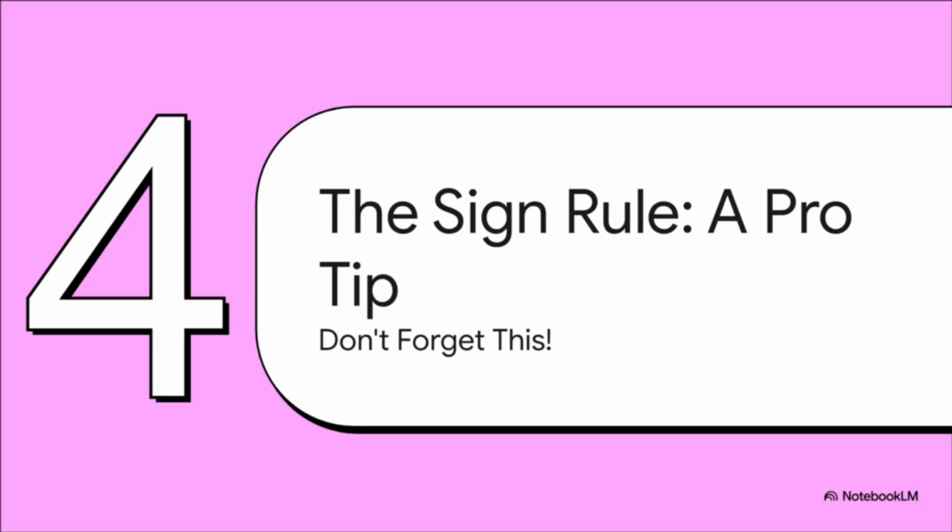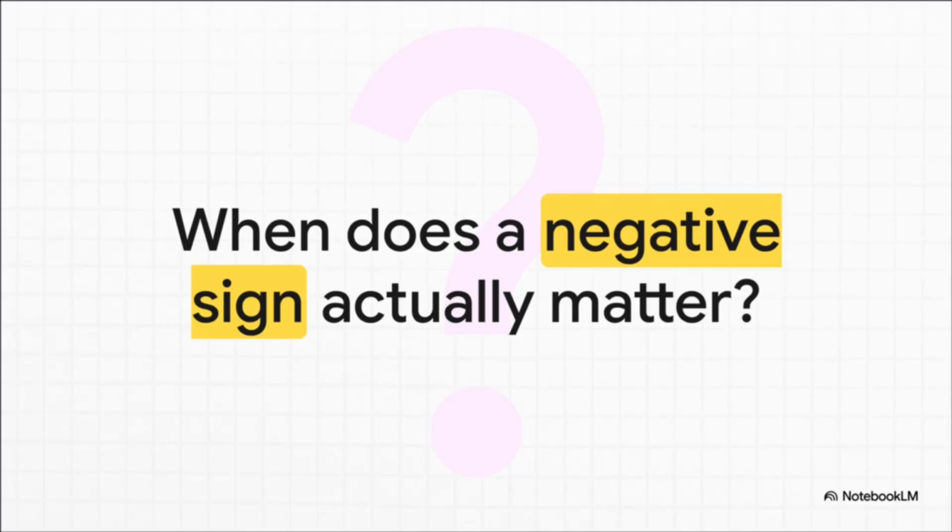Okay, everybody lean in for a second. This is the pro tip. This is the thing that will really help you nail these questions on the exam. It's something that confuses a lot of students, but we're going to clear it up right now. So this is the million-dollar question. We've seen some negative signs pop up. When do we actually care about them, and when do we just ignore them? Getting this straight is such an easy way to grab some points on test day.